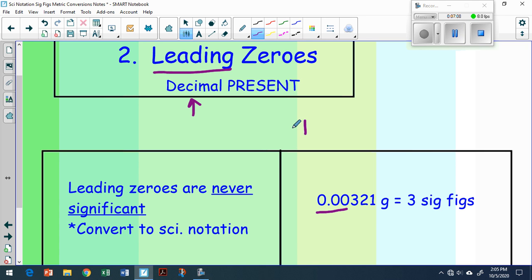Because these are just giving us the position of the decimal place, these zeros are not significant. They are important. Oh my, they are important. 0.00321 is a very different number than 321. But it is not part of the measurement itself. So we would start counting here. The 3, the 2, and the 1, the non-zero digits, are the only ones that are significant. The leading zeros don't count as significant.